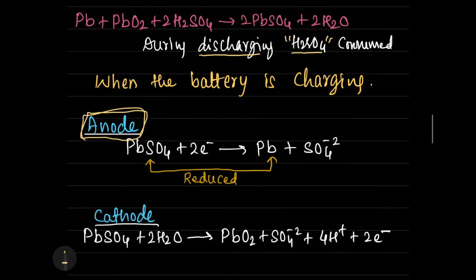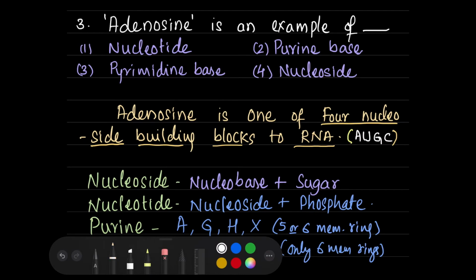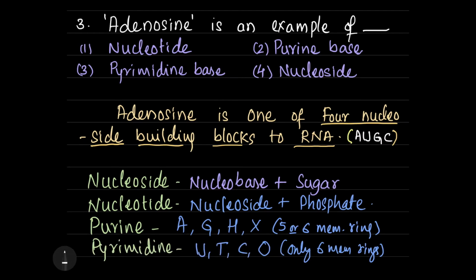So let us go to the third question. Adenosine is an example of: option 1 nucleotide, option 2 purine base, option 3 pyrimidine base, option 4 nucleoside. As we know, adenosine is one of the 4 nucleosides that are building blocks of RNA. To build an RNA we require 4 nucleosides.